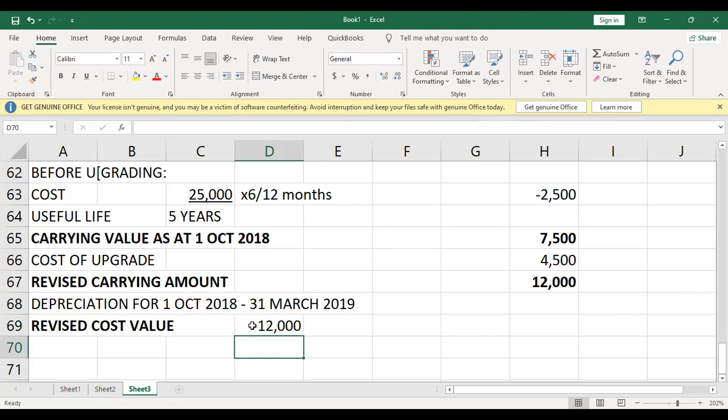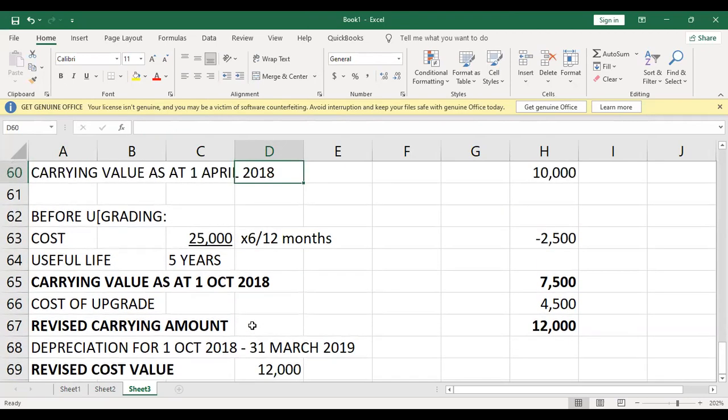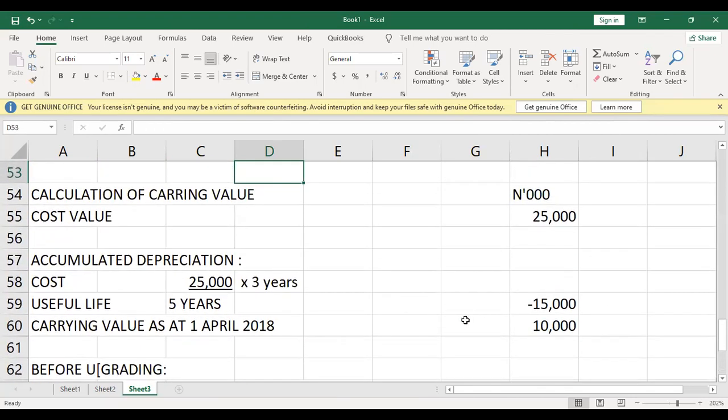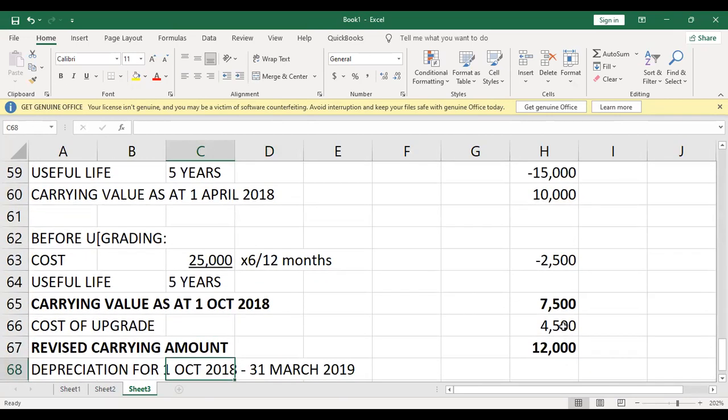The reason why we can't use 5 years is the reason why we calculated accumulated depreciation. We won't use 6 months either. We've already removed depreciation for 3 years, from 1st April 2015 to 1st April 2018, and then we've also removed for 6 months.